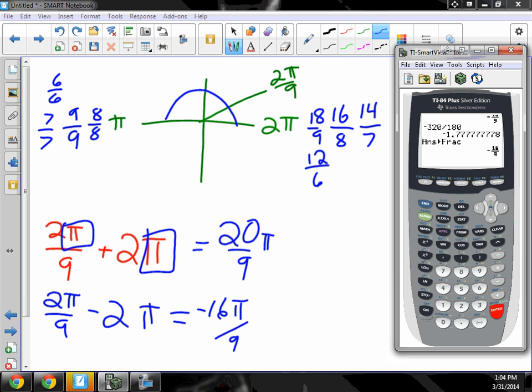So if I have 2 over 9 and I add a full circle to it, how much am I going to add? Well, 18 ninths. So what is 2 over 9 plus 18 over 9? 20 over 9. Okay. What is 2 over 9 minus 18 over 9? Negative 16 over 9. So they're really easy to do.